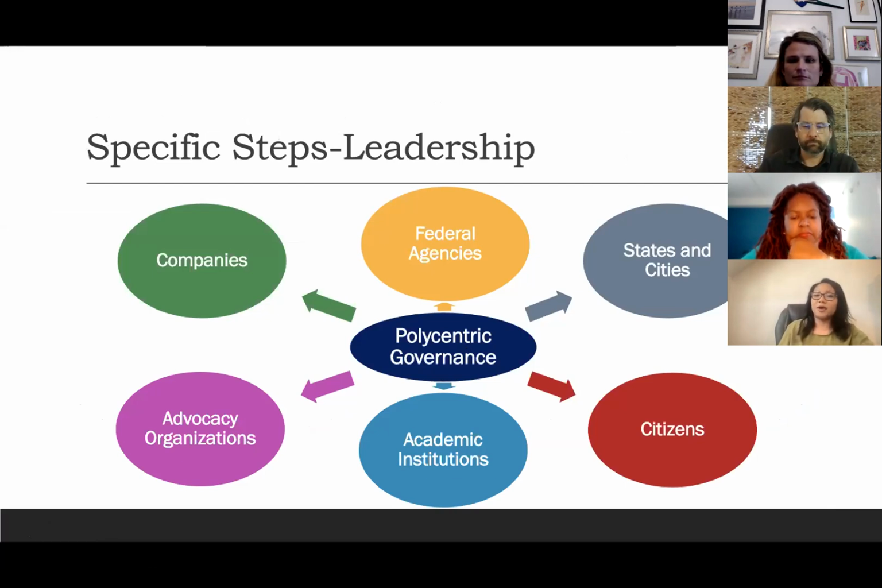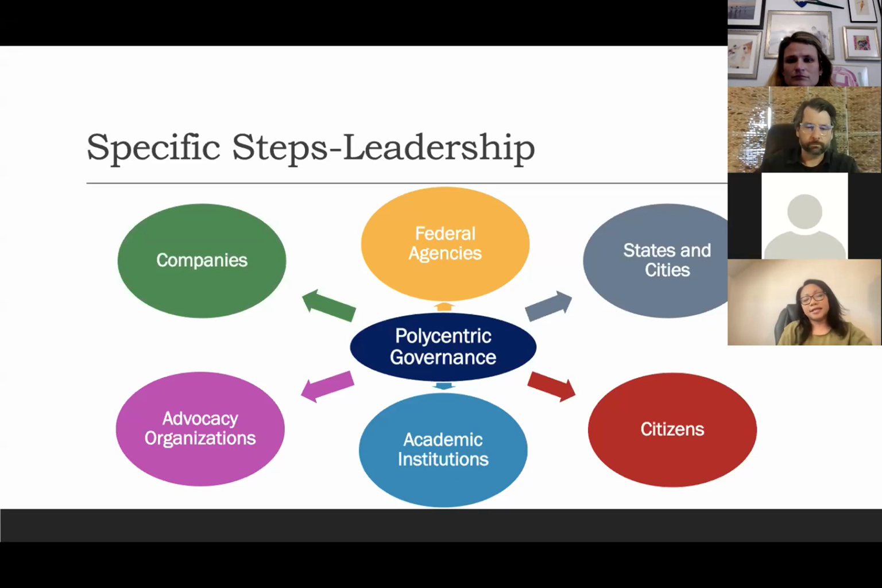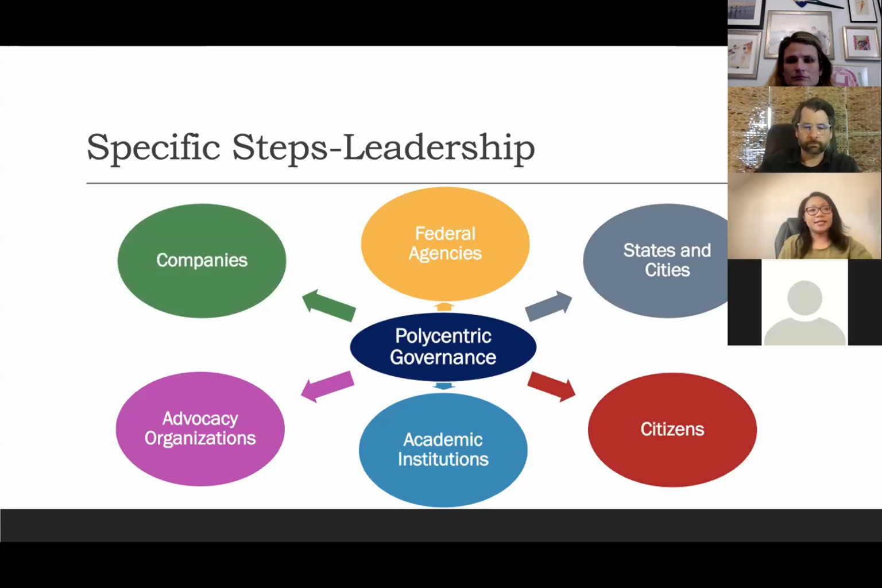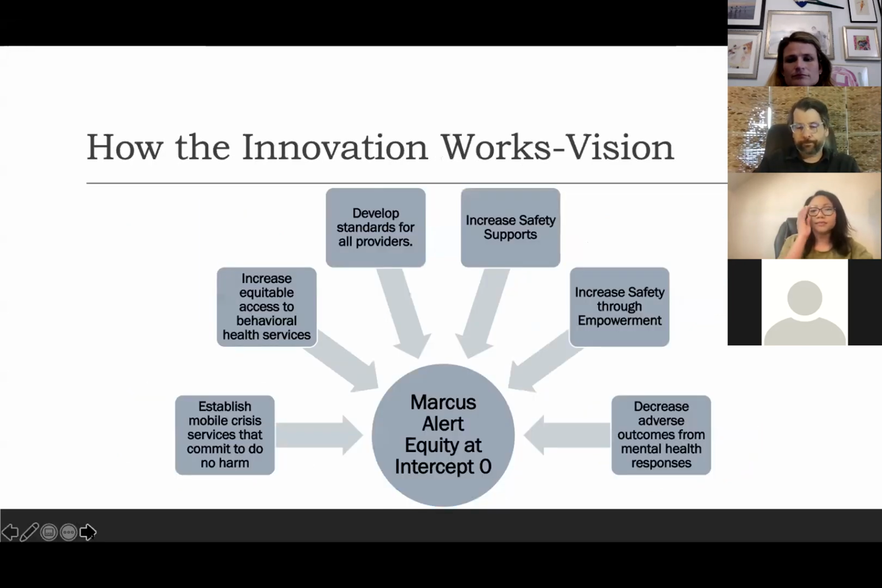So we have the Virginia Department of Behavioral Health and Developmental Services, the Virginia Department of Criminal Justice Services, the state of Virginia and each locality, CSBs, and the statewide stakeholder planning group, which is a multidisciplinary team comprised of mental health partners, law enforcement, emergency management, racial and social justice advocates, and other community partners.